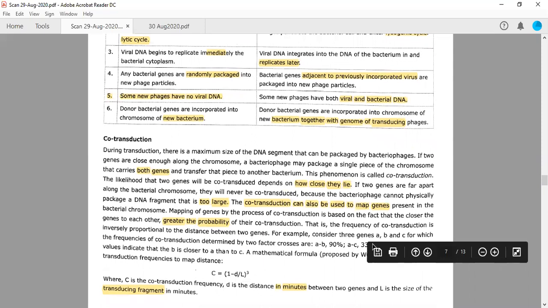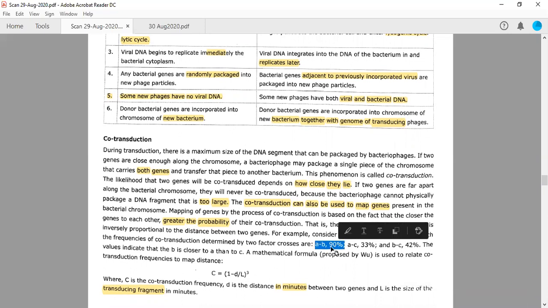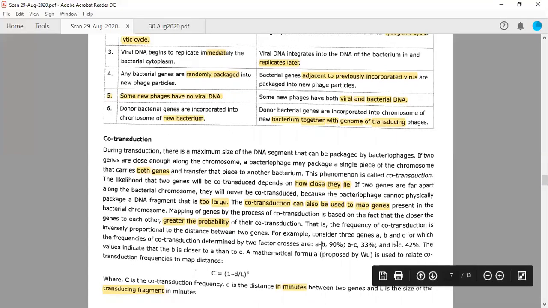And actually, I'm giving the same example again and again because if I give some new example, you will be further confused, because here they have already given the frequency of co-transduction. Suppose there are two genes, A and B, they have shown the frequency is 90%. Two genes A and C, the frequency is 33%, B and C frequency 42%. So depending upon this frequency data which is given to you, this data is explaining the distance and the relative order of these genes.